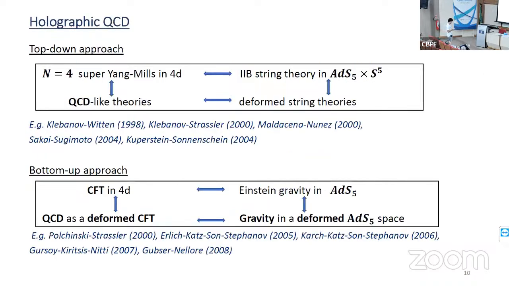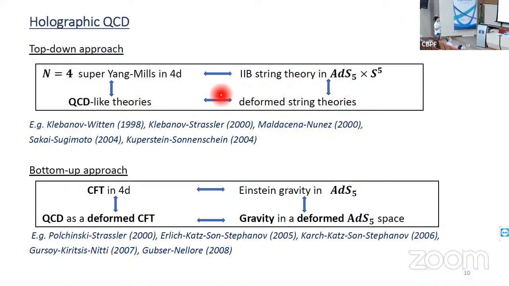So AdS/CFT motivated holographic QCD in two approaches, the top-down and the bottom-up. The top-down starts with the original AdS/CFT correspondence, and then by deforming the original brane configuration, they try to break the supersymmetries of the original N=4 theory by basically introducing some kind of mass terms for the supersymmetric partners. And that's how they end up with some QCD-like theories that would map to some deformed string theories.